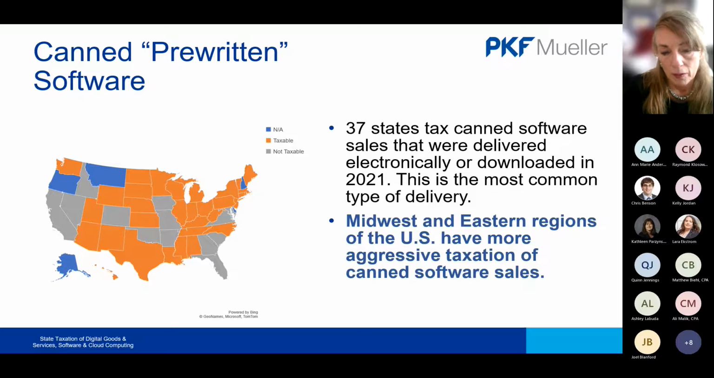As you can see, the Midwest region and the Eastern region have the most states that love to tax this. Again, California does not tax this. But actually, California does tax this, and that needs to be updated on our map. But California does not tax anything else. CAN software is it. Okay, sorry, I misspoke there. California does tax this.